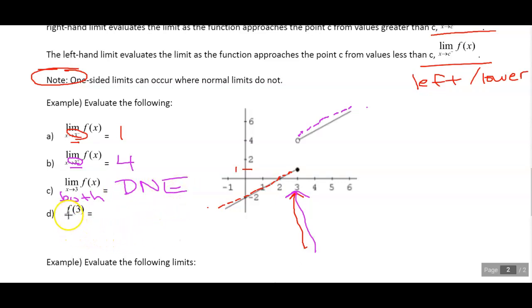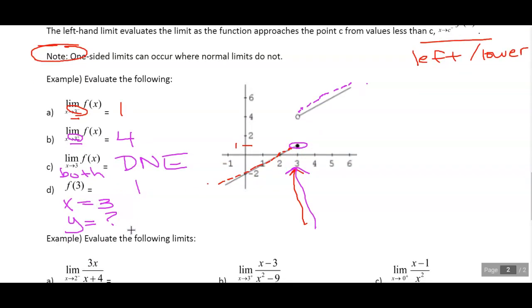Part D says f of 3. So that says, hey, when x equals 3, what's y equal to? So we go to our graph and we see the filled in dot. All right. So you want to really be familiar with all 4 different notations. And it's asking us 4 questions without using any words. All right?